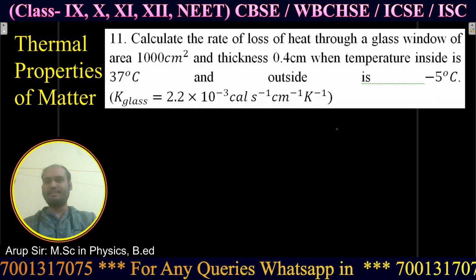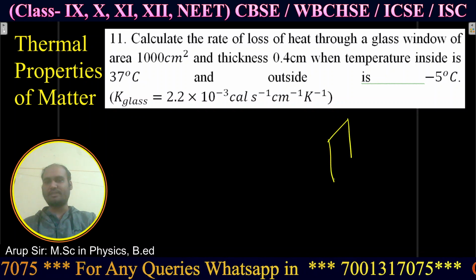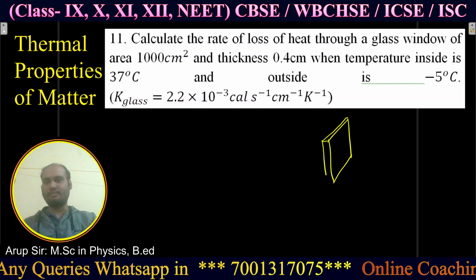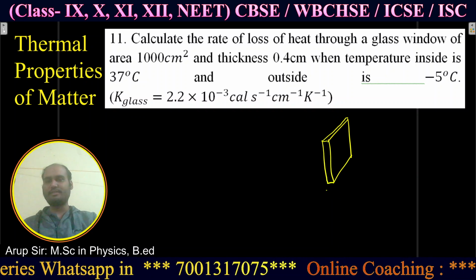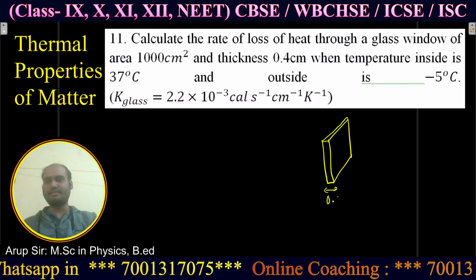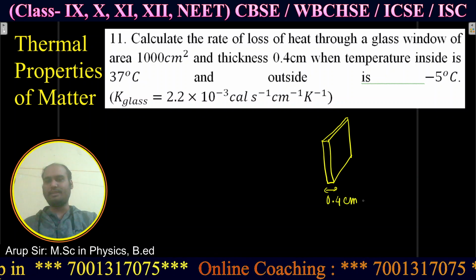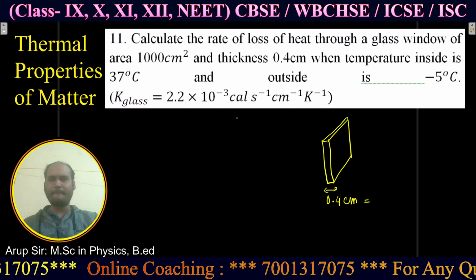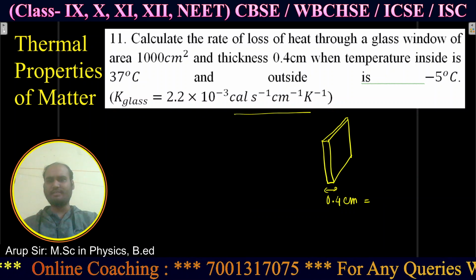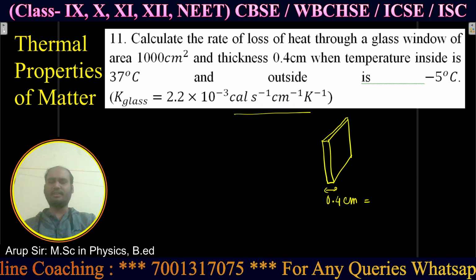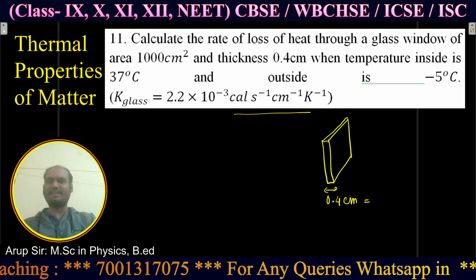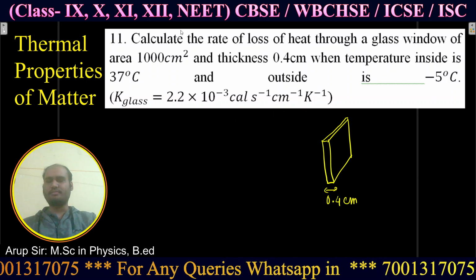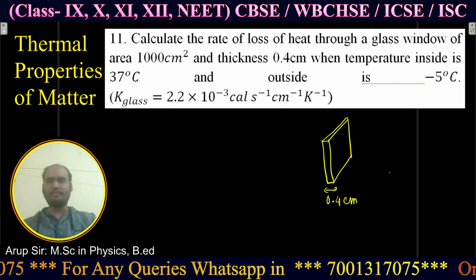So let us suppose this is a glass window. I am drawing it three-dimensionally. So this is a window. It has some thickness. What is the value of that thickness? It is 0.4 in centimeter unit. You can convert it to meter unit, but the thermal conductivity K of the glass is given in the CGS system, so I am not changing it. So it is 0.4 centimeter.